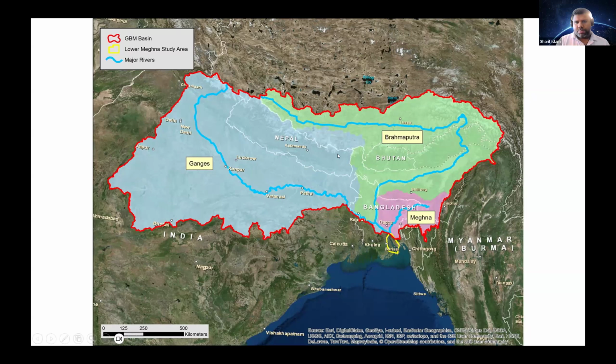Because of this big river network, the water flows downstream to the Bay of Bengal. And when the water goes downstream to the Bay of Bengal, it erodes the riverbank, and that is a big issue there.